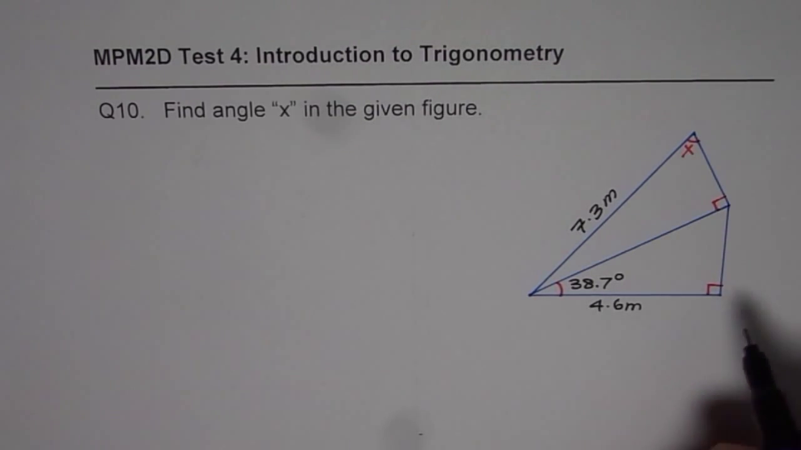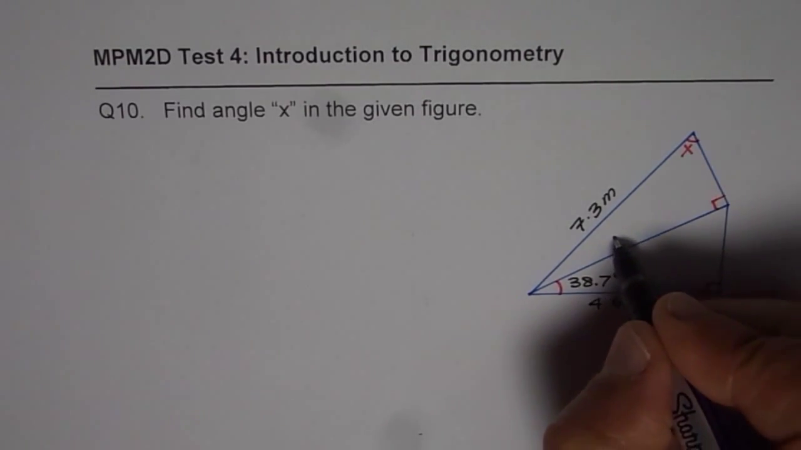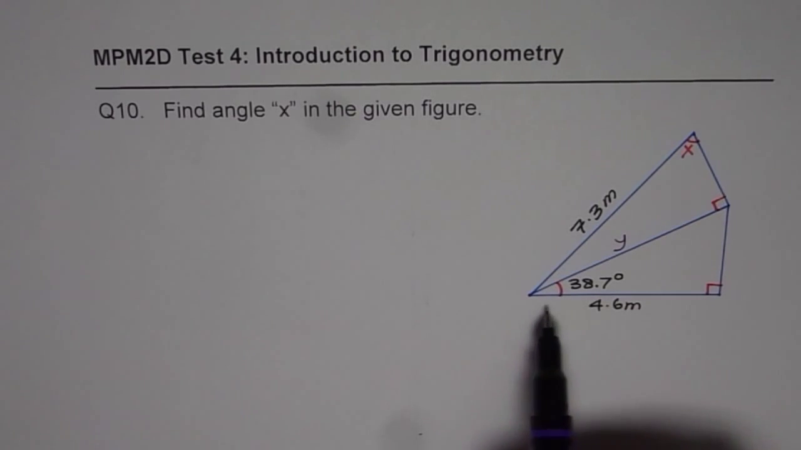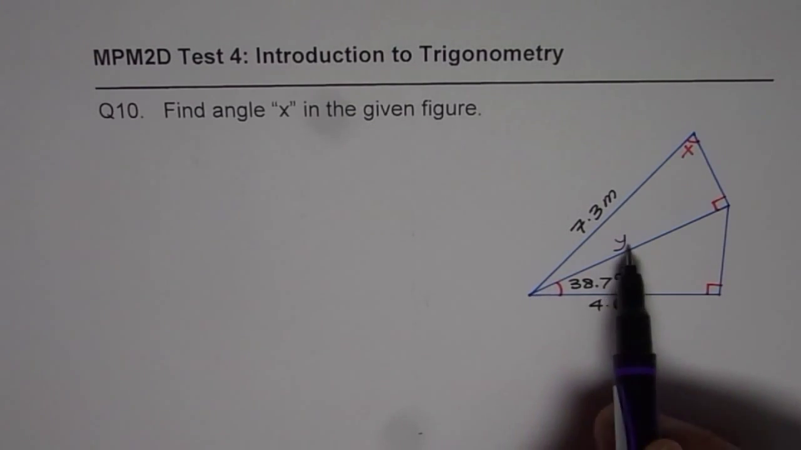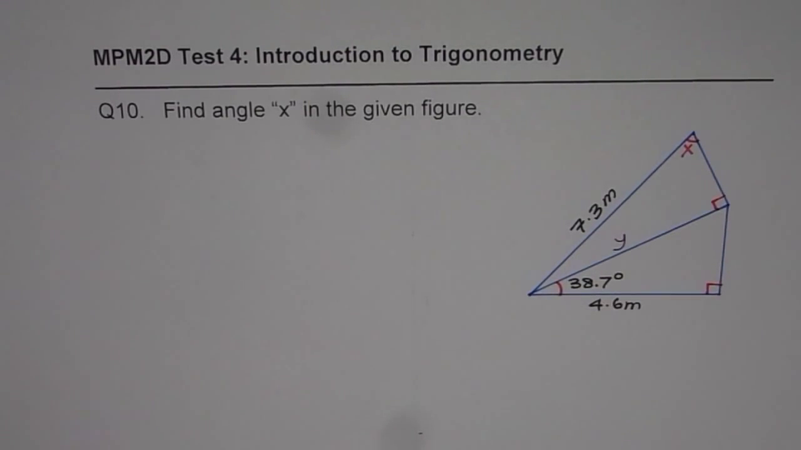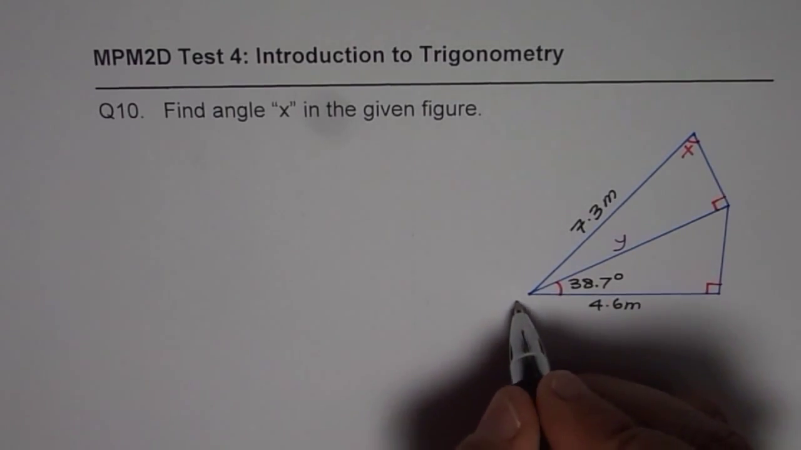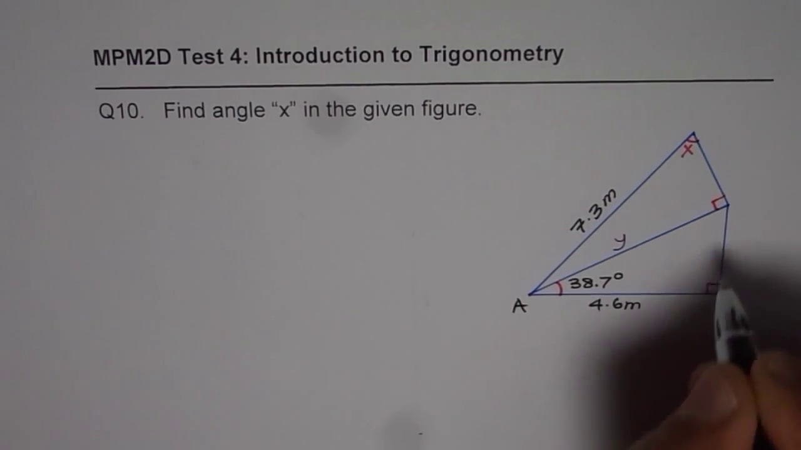My strategy will be first to find this length, right? So let me say this length is y for me. So using the given triangle here at the base, we can find y. Once we know y, we can find x, right? So let's begin by finding the side length y first in this case. Now, in the given triangle, let me just label it. It'll be easier for us to communicate, right?